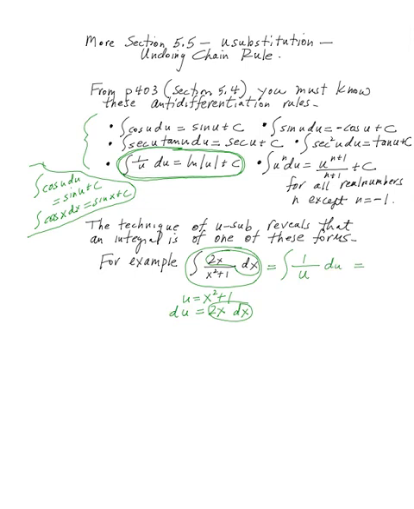Now, I see the antiderivative of 1 over u du. Look up here. I know that's natural log absolute value of u plus c. But what is u? u is x squared plus 1. So here's my most general antiderivative.